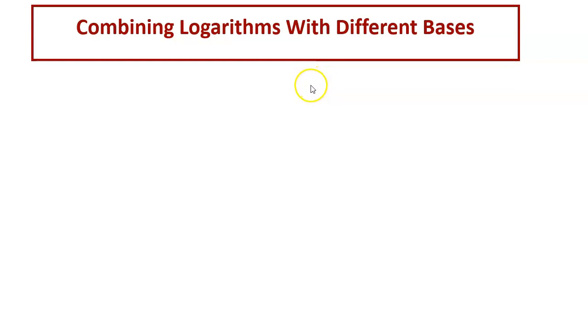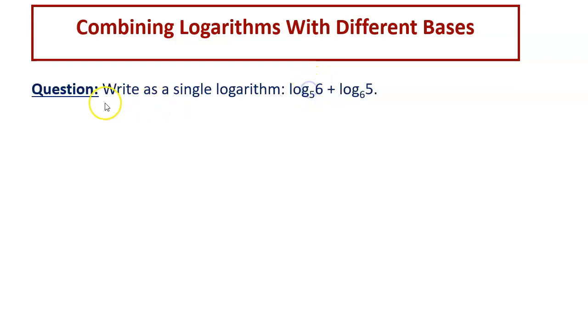Let us first of all look at the given question. Write as a single logarithm log of 6 to the base 5 plus log of 5 to the base 6. So the first term is having a base 5 and the second term is having a base 6. And we have to combine these two terms to give a single logarithmic term. Okay? We may have the single logarithmic term to base 5 or you may have it to base 6 or you may have it in some other base.